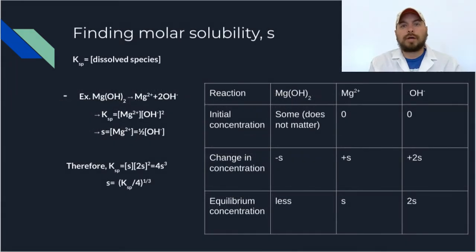Let's take a look at one where the ions aren't 1-to-1. Magnesium hydroxide dissociates into 1 Mg2 plus ion and 2 hydroxide ions. So if we write our equilibrium expression, Mg2 plus times OH minus squared is equal to our KSP, and we do a RICE table, what we find is that the concentration of hydroxide at equilibrium is equal to 2S. That means when we plug in our equilibrium values, KSP is equal to S times 2S squared.